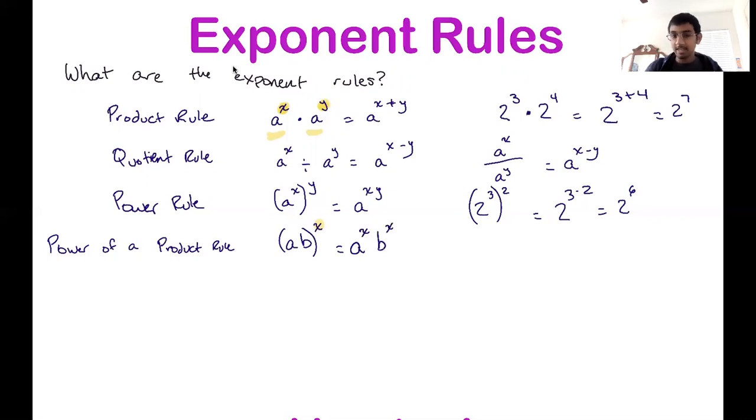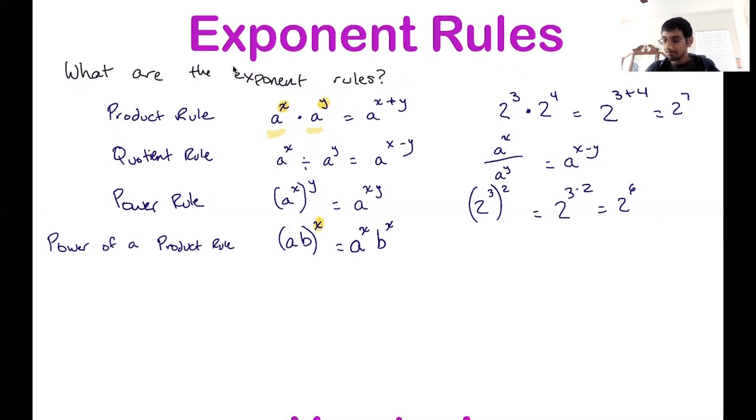Again, everything has to be in parentheses for this to work. All you're doing is taking whatever's up here and making it part of each individual part of the things in the parentheses. For example, if I had 2 times 3 raised to the fourth power, that'd be the same as me doing 2 to the fourth times 3 to the fourth, because the 4 is just getting distributed as an exponent for each of those.